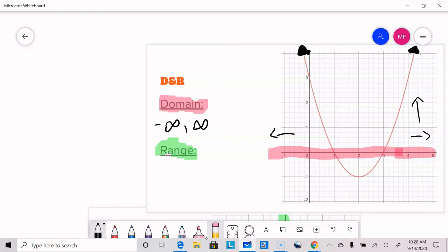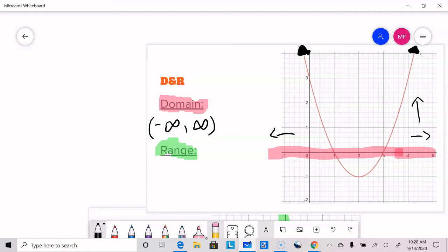Now, when deciding whether to put brackets or parentheses around it, we can never actually get to infinity. Infinity isn't an actual number per se, it's more of a concept. And since it's just something we can get close to, we can't include that number using a bracket. We have to use a parenthesis.